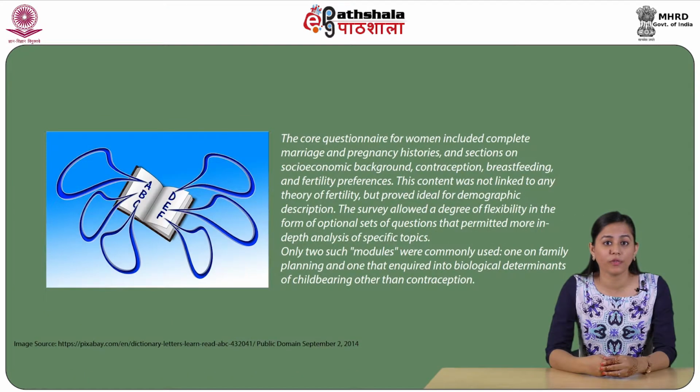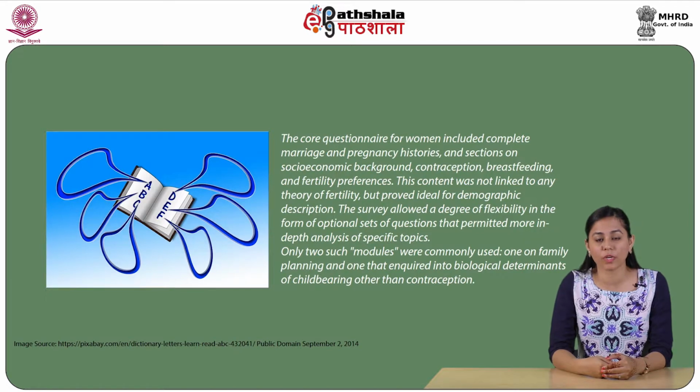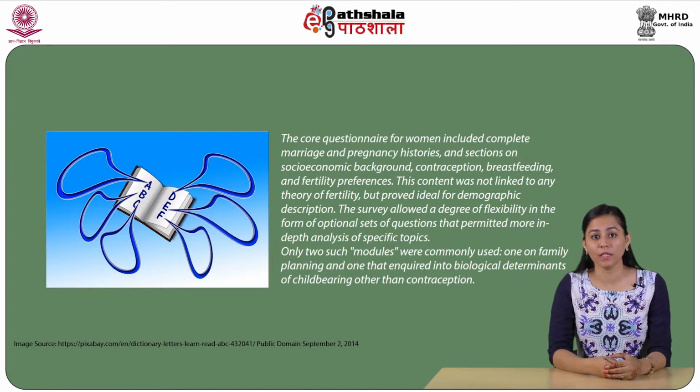The core questionnaire for women included complete marriage and pregnancy histories and sections on socio-economic background, contraception, breastfeeding and fertility preferences. This content was not linked to any theory of fertility, but provided ideal for demographic description. The survey allowed a degree of flexibility in the form of optional sets of questions that permitted more in-depth analysis of specific topics. Only 2 such modules were commonly used, one on family planning and one that inquired into biological determinants of childbearing other than contraception.